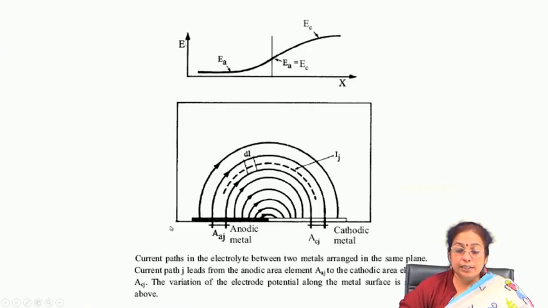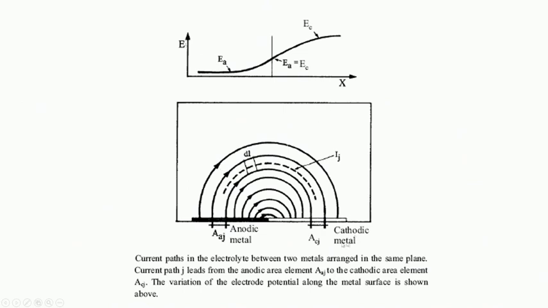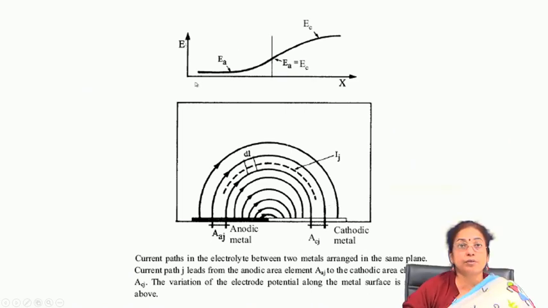So, there is a current path in the electrolyte between two metals, for example, an anodic metal and a cathodic metal. Naturally, the problem starts at the interface. The anodic side corrodes to a large extent, and by that process it protects the surface of the cathodic metal. If you measure the potential of the anode and cathode, you will find that E anode is quite low, as it is active in nature, and E cathode is very high.